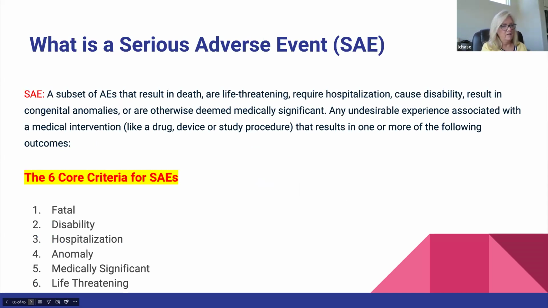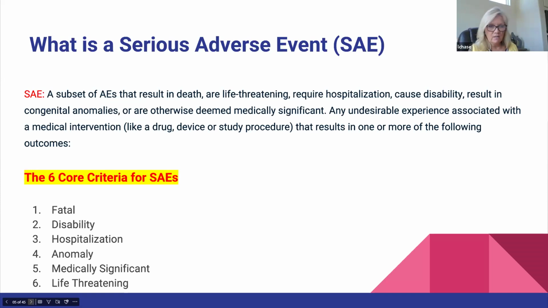So an AE can include anything from a mild headache to a change in lab values. They might have nothing to do with the study drug or device being studied, but they still need to be documented and recorded. So an SAE then is a more serious event. An SAE is a subset of an AE that results in death, is life-threatening, requires hospitalization, can cause disability, results in congenital anomalies, or is otherwise deemed medically significant. It is any undesirable experience associated with a medical intervention, like a drug, a device, or study procedure, that results in one or more of the following outcomes.